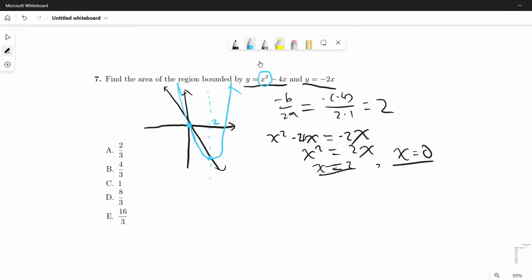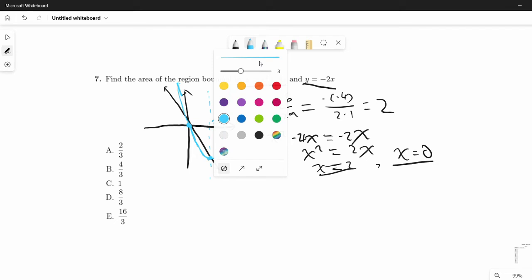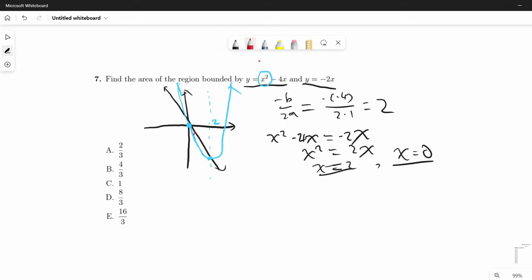We're only concerned about this part, the area in between. Whatever happens here doesn't really matter to us. So now we have it visually figured out. We can see that the black line here is above the parabola. So let's write the integral for that.